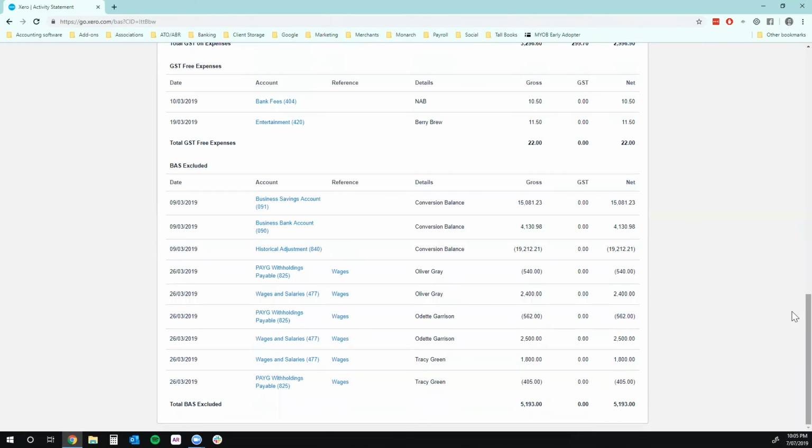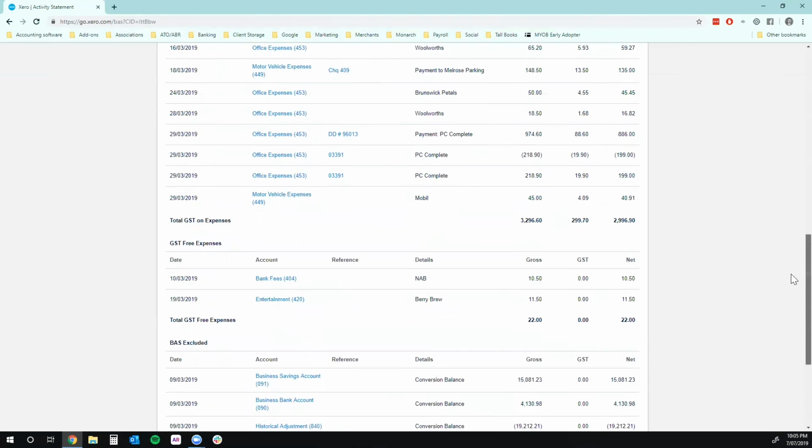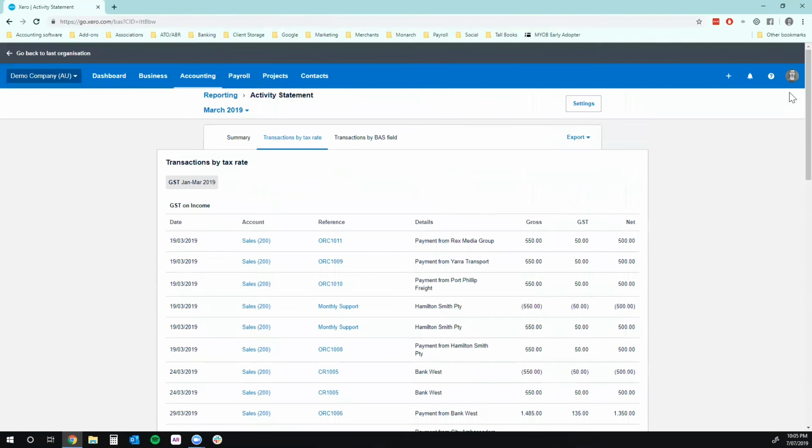I move along. BAS excluded is only used for items that do not relate to the GST system. So these will be wage payments. We've already taken tax out of those, and they're not GST related, so they sit under BAS excluded. You can see some adjustments or opening balances are here. They're not relating to GST. And another example of BAS excluded would be a business owner putting money in or taking money out of an account. Great. So now we've checked all of those. We're happy with our GST codes.